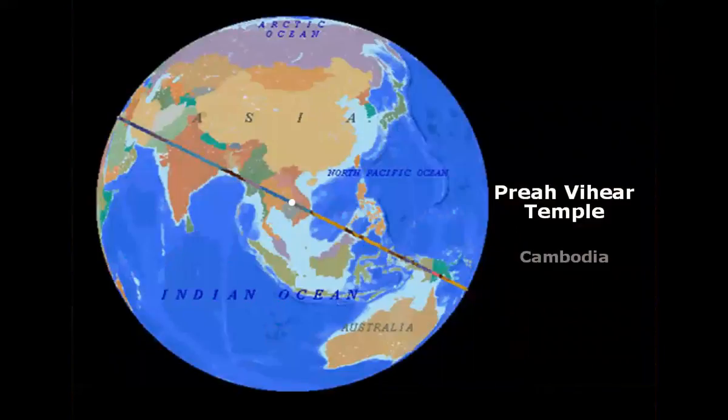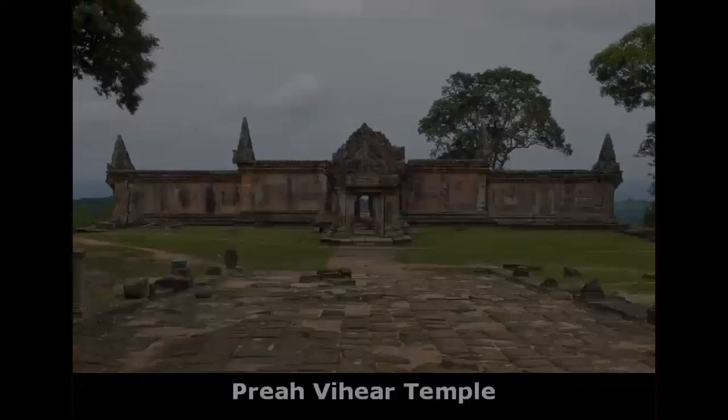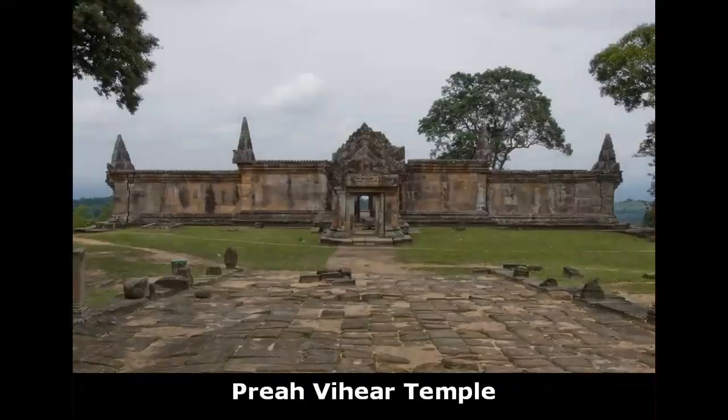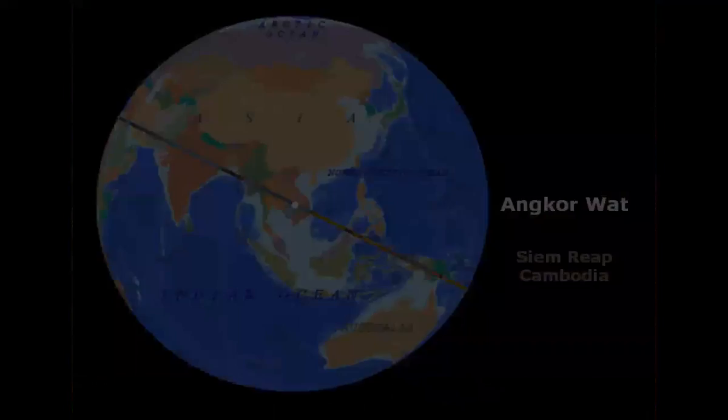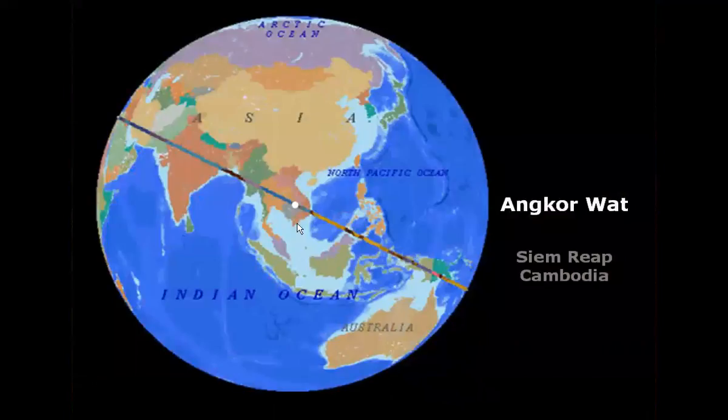Now we go to Cambodia, the Preah Vihear temple. And here you can see it. It's a very strange temple because it has its entrance to the north, and that's very unusual. So also this temple is exactly on the previous equator. And Angkor Wat is also a very famous spot on this ancient equator, this previous equator. And it's near Siem Reap in Cambodia.